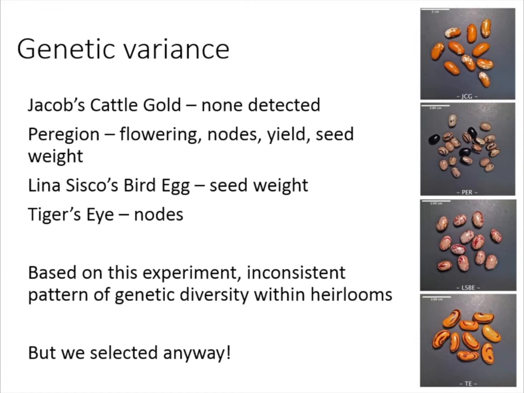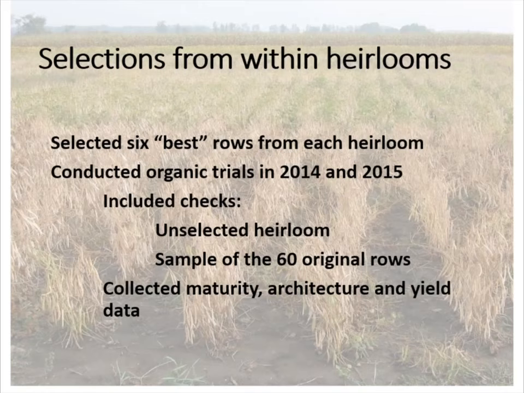But we threw caution to the wind and did selection anyway because this was just a statistical estimate and who knows how much error was there. So we went ahead and selected anyway. So may I have the next slide? What we did then was out of those 60 rows for each heirloom, we identified the 6 best. So we kept 10% of those rows.